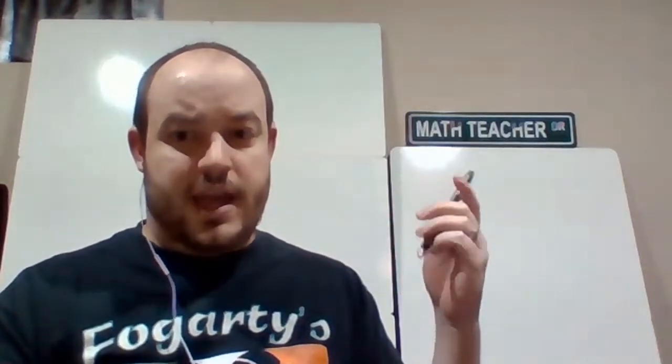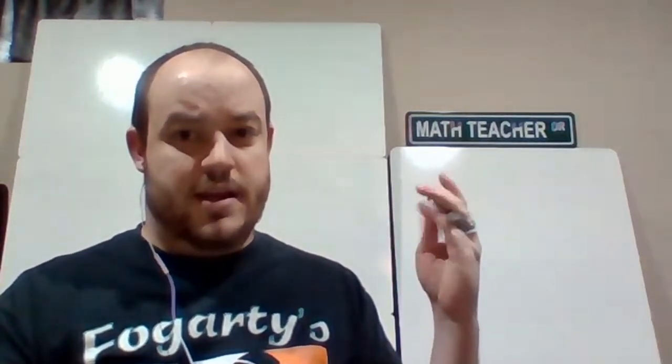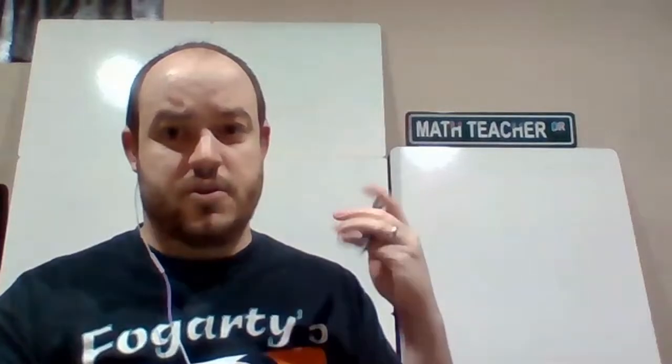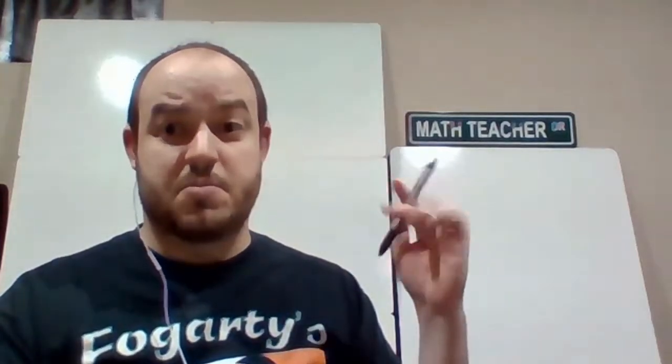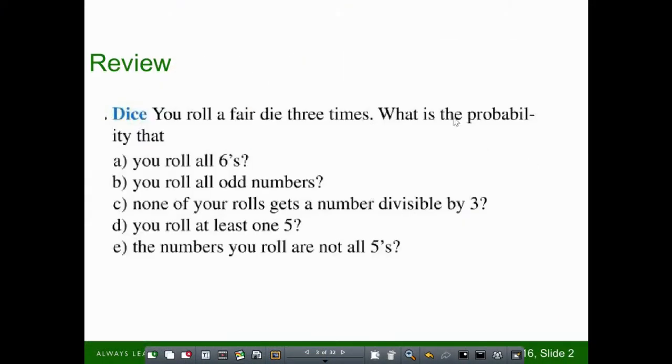Before we get started with that, I would like us to review some of the complex probabilities we've done before, which is doing the same thing multiple times and seeing if we can find the probability of the entire thing. So if you're looking at this, it talks about rolling a fair die 3 times, and what's the probability that you roll all 6s, that you roll all odd numbers, that none of your rolls gets a number that's divisible by 3, and that you roll at least one 5, and the numbers you roll are not all 5s.